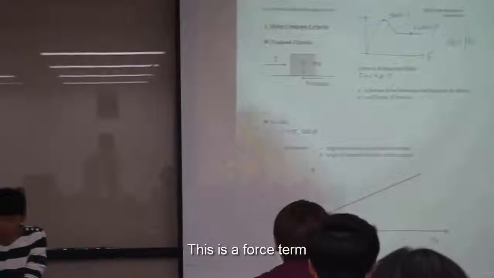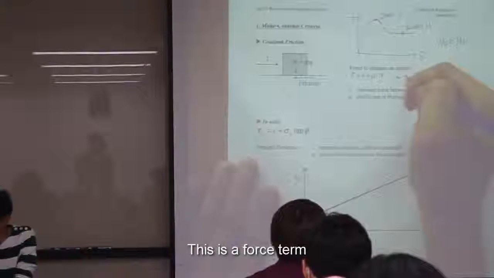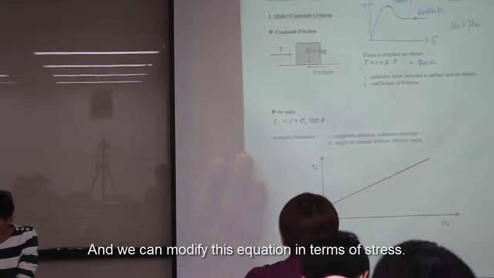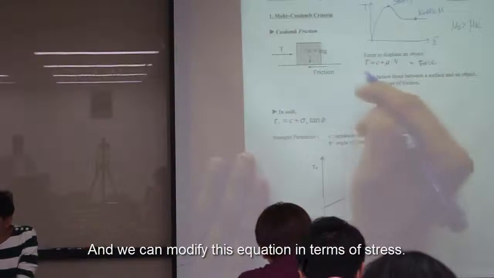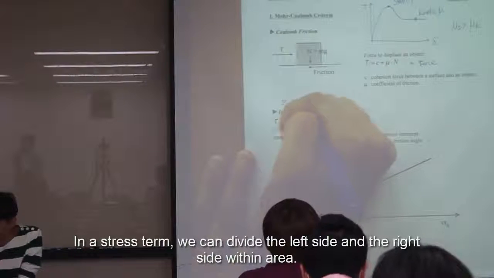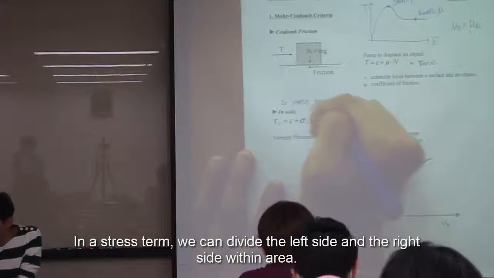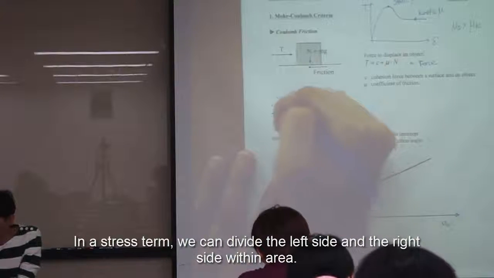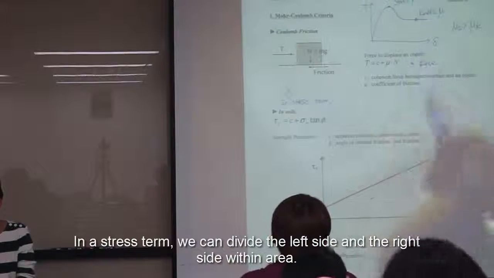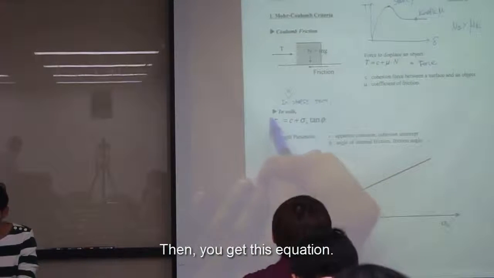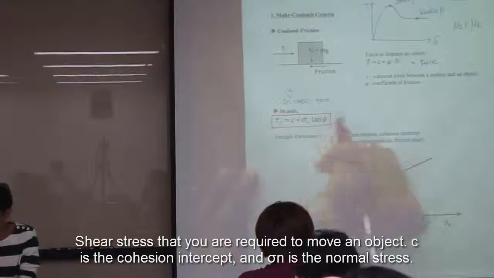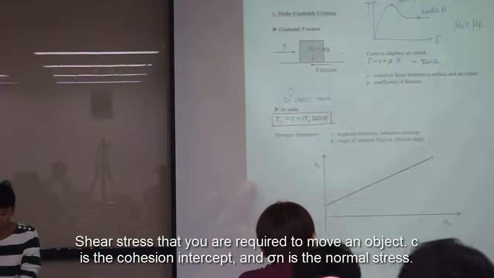And this is in terms of force. And we can modify this equation in terms of stress. In a stress term, we can divide the left side and the right side by area. Right? Then you get this equation. So tau is the shear stress that you are required to apply to move an object.